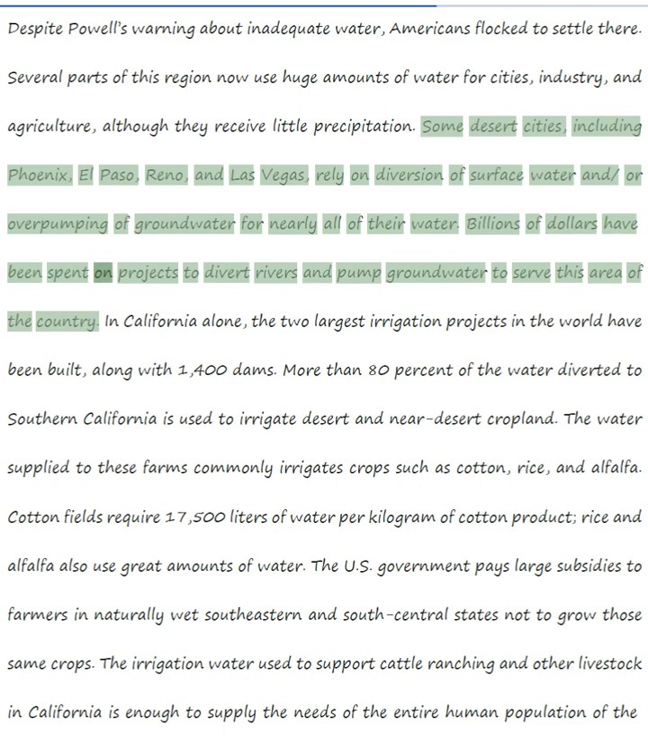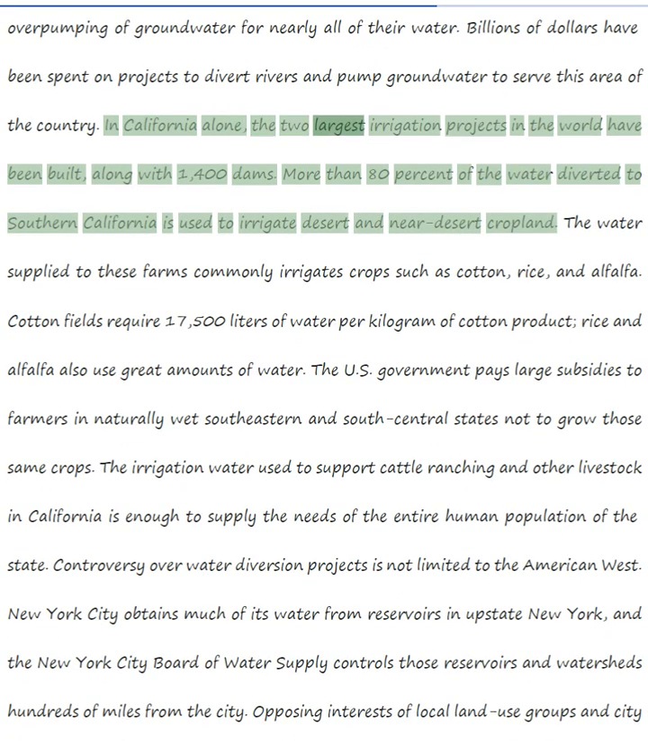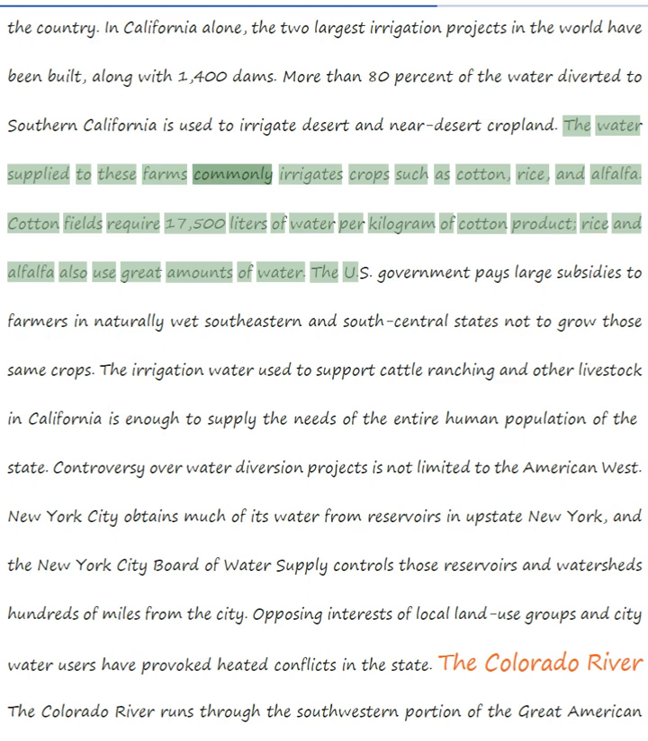Billions of dollars have been spent on projects to divert rivers and pump groundwater to serve this area of the country. In California alone, the two largest irrigation projects in the world have been built, along with 1,400 dams. More than 80% of the water diverted to Southern California is used to irrigate desert and near-desert cropland. The water supplied to these farms commonly irrigates crops such as cotton, rice, and alfalfa. Cotton fields require 17,500 liters of water per kilogram of cotton product. Rice and alfalfa also use great amounts of water.